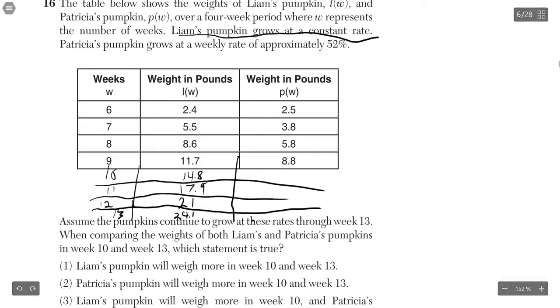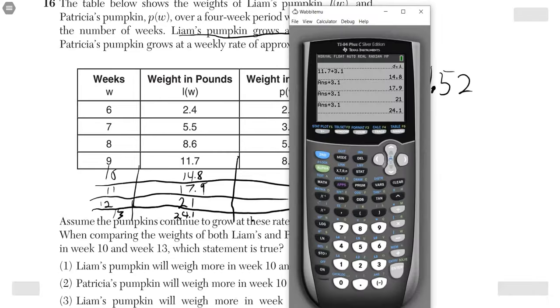Okay, Patricia's is a bit more complicated. It's not going up a set amount, it's going up a percentage. So for it to be going up a certain percentage each time, you would multiply, right? Let's say it's going up 52% each time. You would multiply by 1.52. So let's say 2.5 times 1.52, that should come out to 3.8, unless they lied.